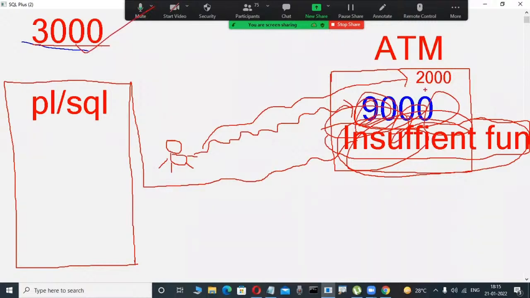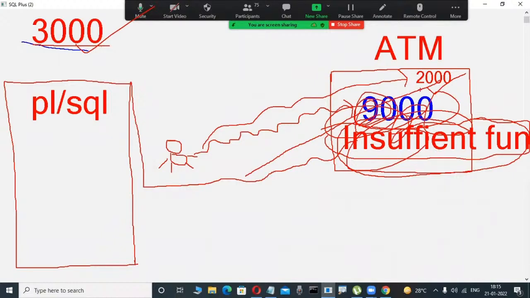Yes, I try to retrieve. Here, 2000 is less than 3000, right? That's why this withdrawal is possible. We are withdrawing the money, 2000, and it is possible in this example.